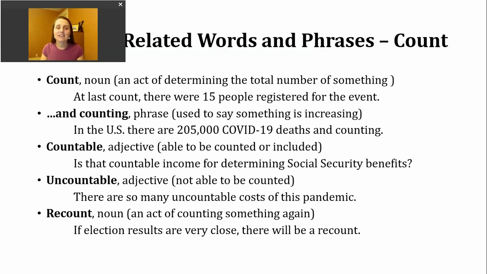The opposite of countable is uncountable. You might recognize that prefix un, which means not. So our definition here is not able to be counted. Here is an example of that. There are so many uncountable costs of this pandemic. So there are so many negative effects it's having on people and families, businesses, schools, nonprofits, governments, etc. That it's just not possible to truly count the total cost.